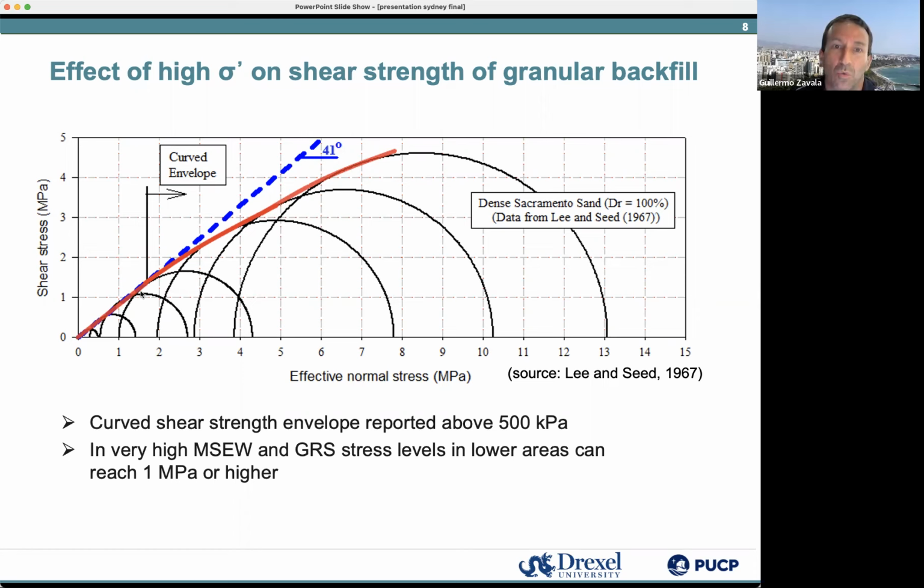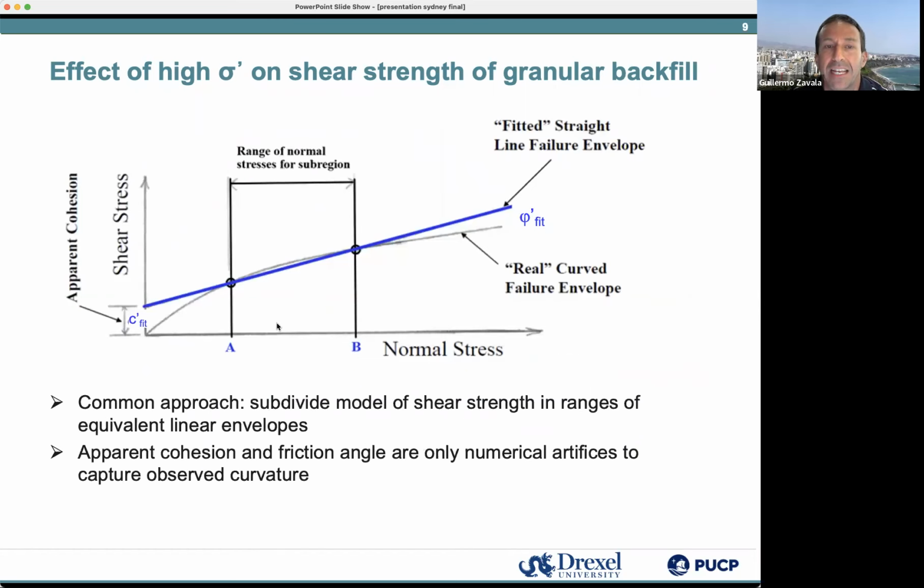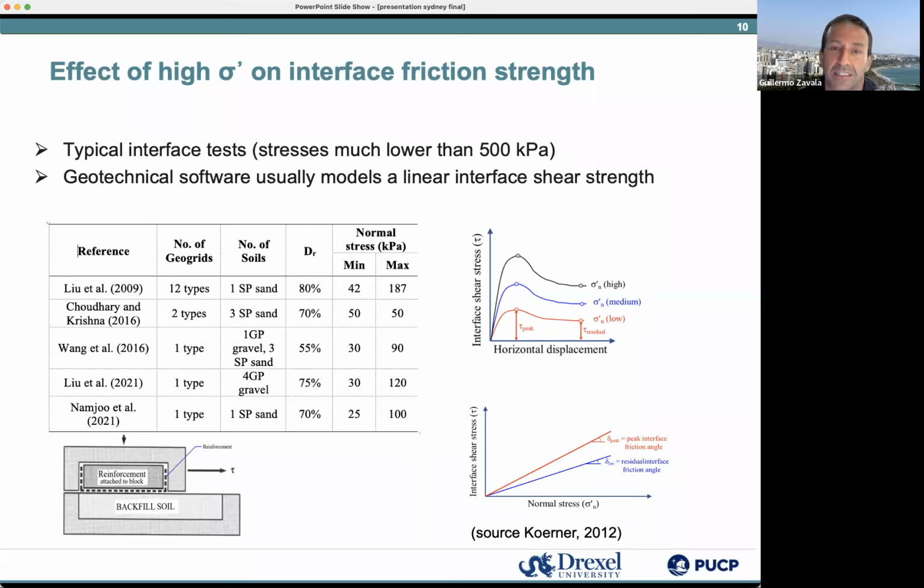And so we do see this curvature, and the way you take this into account when you run models in computer programs where you need a linear fit, then you just select some zones and do a fit of a C prime and apparent cohesion and apparent friction angle, and you start to change them with the normal stress. So you get those, but those are not really properties of the soil. We're just making a little numerical artifice, so you can capture that curvature. You're subdividing this strength envelope, so you can get lines.